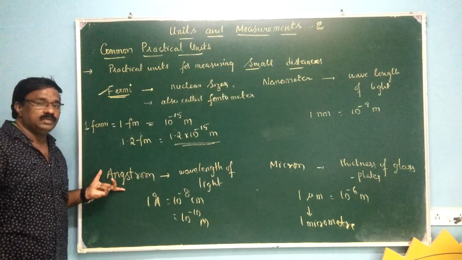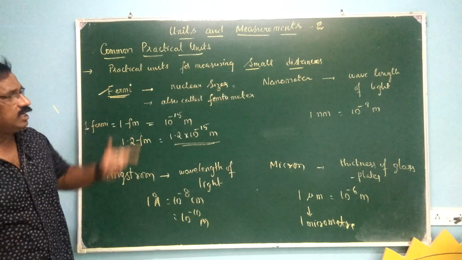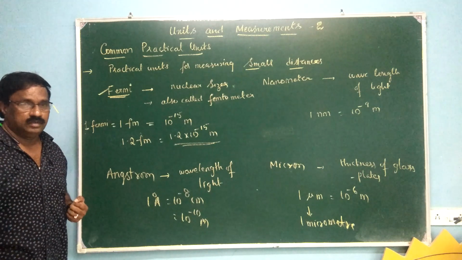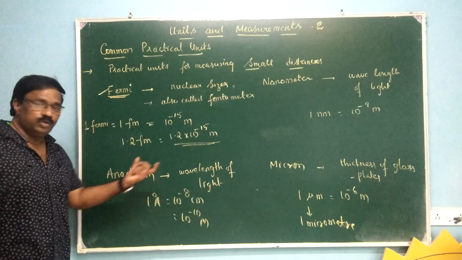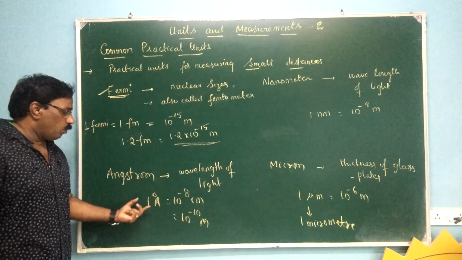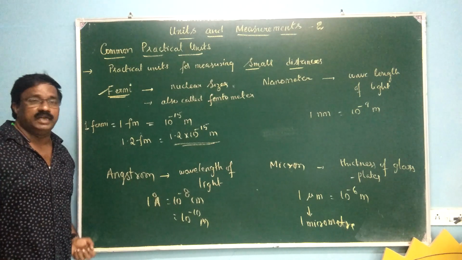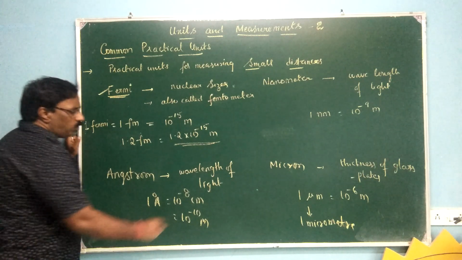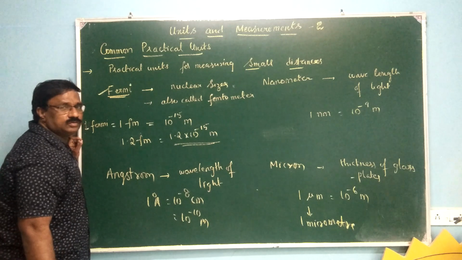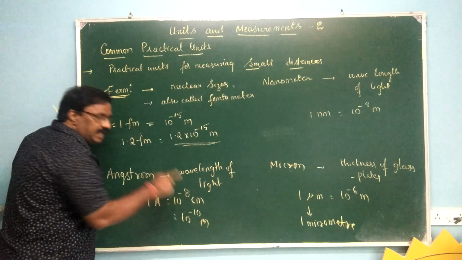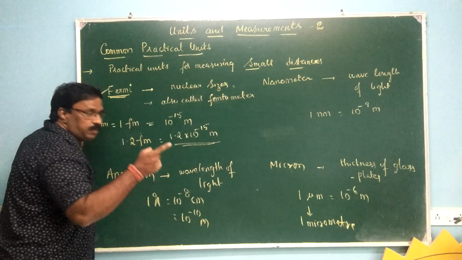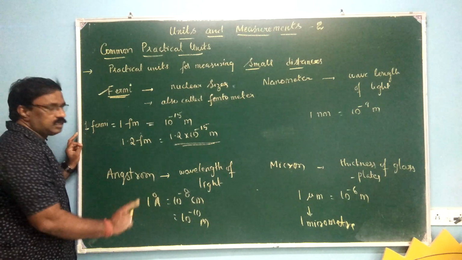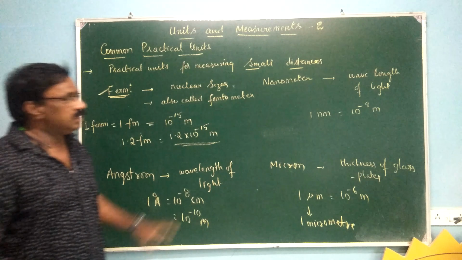Next, angstrom. Angstrom and nanometer generally we use to represent wavelength of light. One angstrom unit equal to 10 power minus 8 centimeters. But I want to say in meters also. Easy now. What is centi? 10 power minus 2. So we can write centimeter as 10 power minus 2 meter. 10 power minus 2 into 10 power minus 8 is 10 power minus 10 meters. So one angstrom unit is 10 power minus 10 meters.